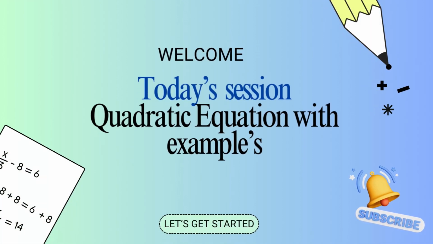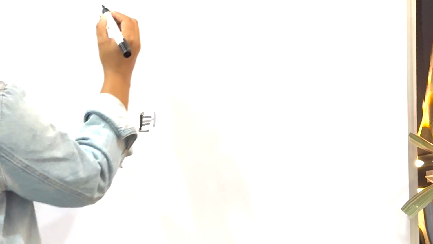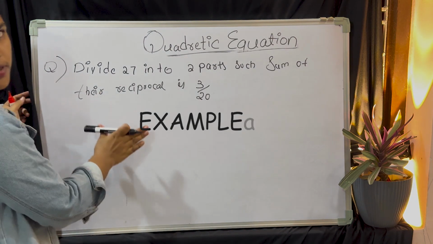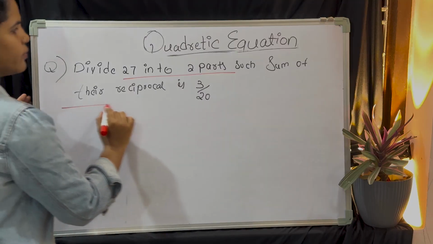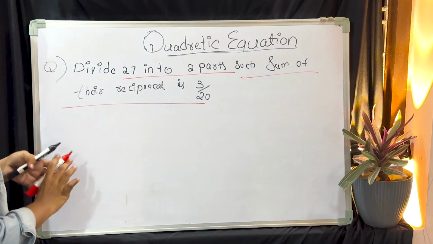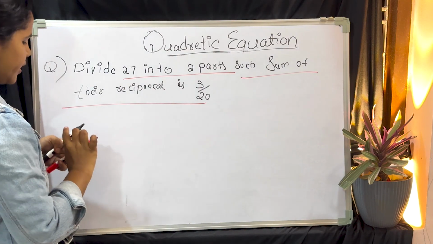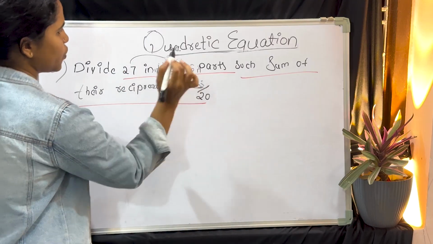Today we are going to discuss quadratic equations. See, if the question is asked like this: divide 27 into two parts such that the sum of their reciprocals is 3 by 20. First, we will solve it one by one, okay? Don't get confused. 27 into two parts.